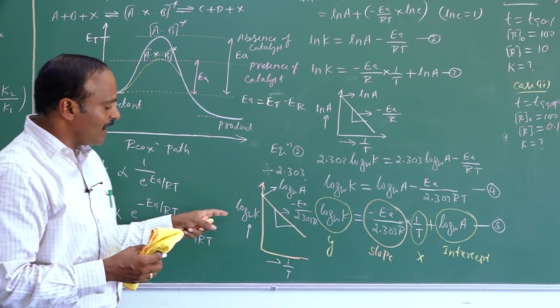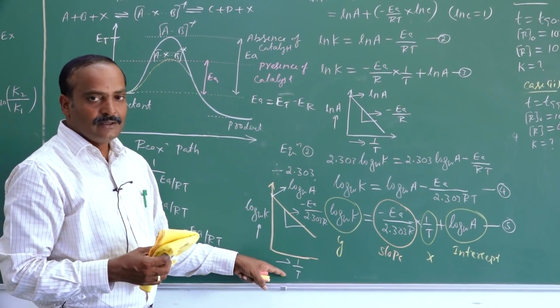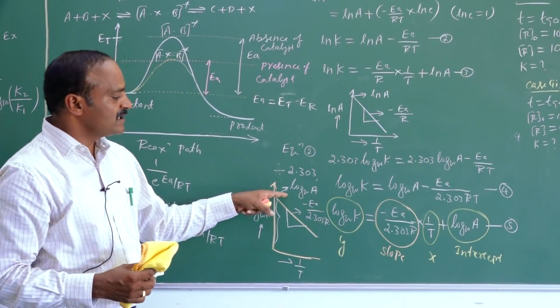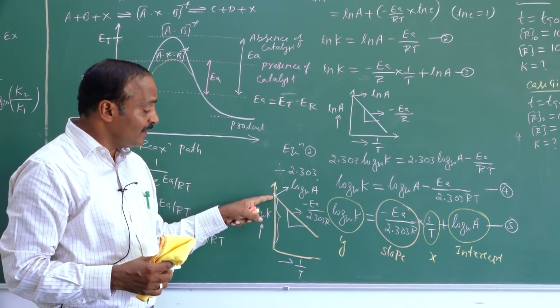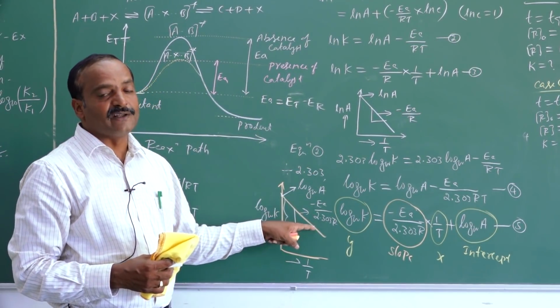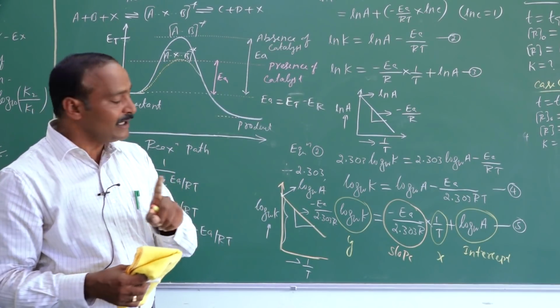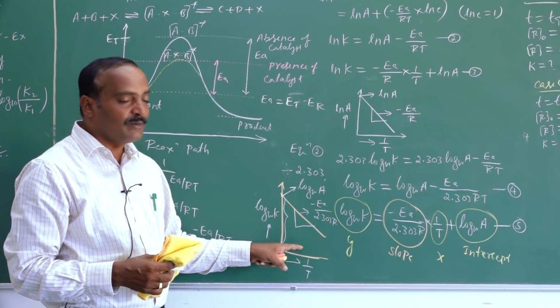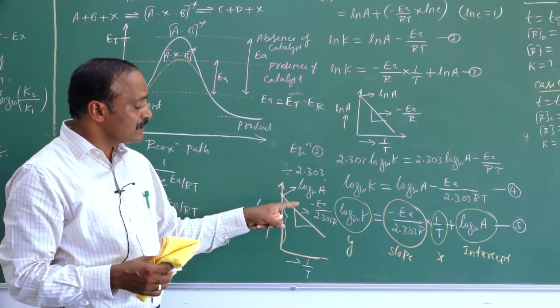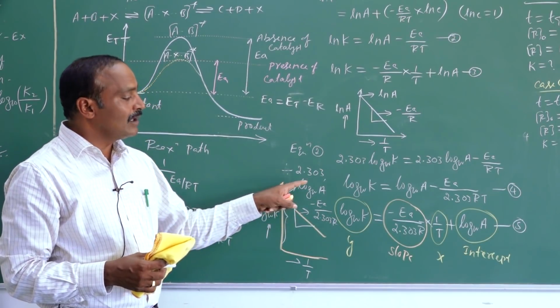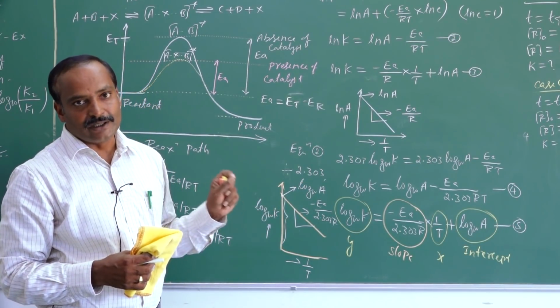A graph plot of log base 10 K versus 1 by T gives an intercept log base 10 A, and a negative slope minus A by 2.303 R. What does the slope and intercept represent in a graph of log base 10 K versus 1 by T? Slope is equal to minus A by 2.303 R, intercept is equal to log base 10 A. Is it clear?